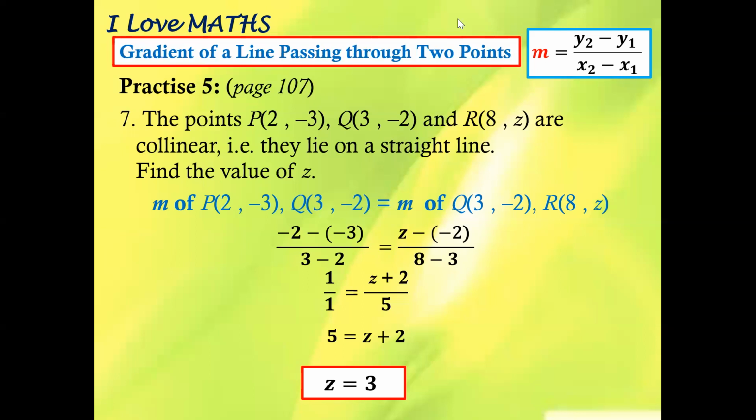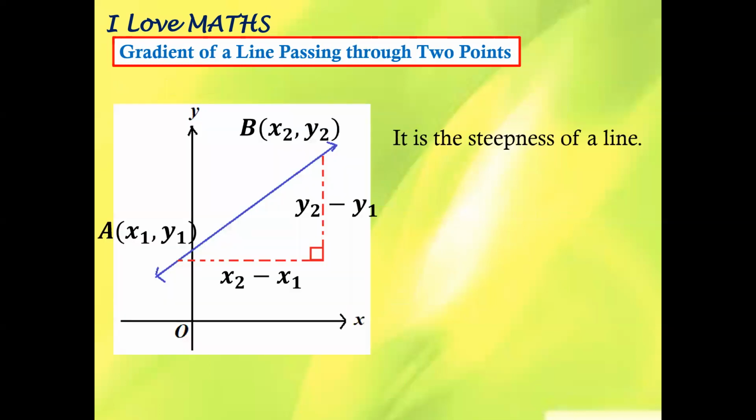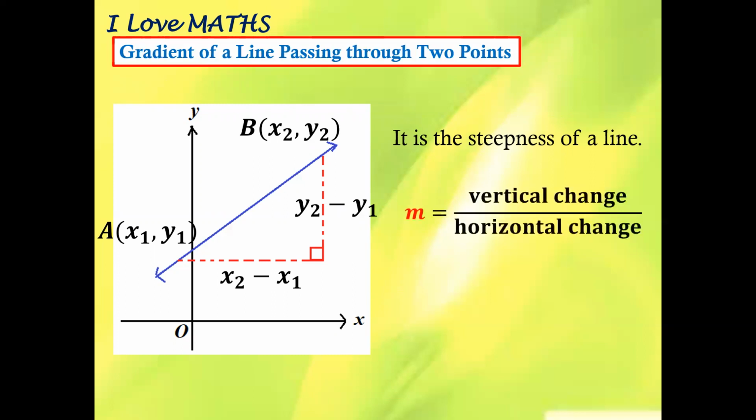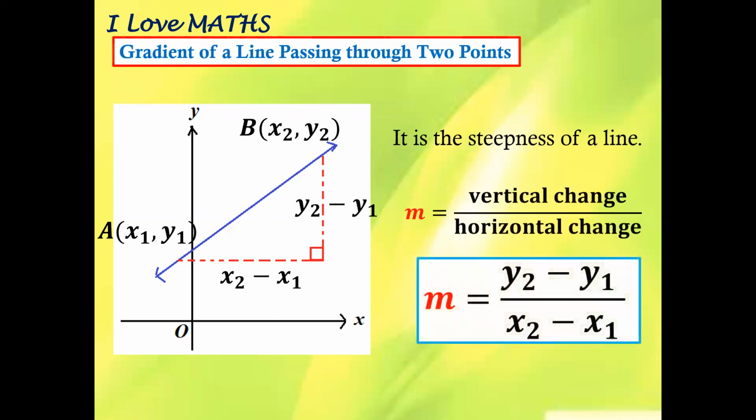I hope everything is clear when it comes to computing the gradient of a straight line given 2 points with the formula m equals y sub 2 minus y sub 1 all over x sub 2 minus x sub 1. So to summarize that, gradient of a line means the steepness of a line. And to compute the gradient given 2 points, we have the formula y sub 2 minus y sub 1 all over x sub 2 minus x sub 1.